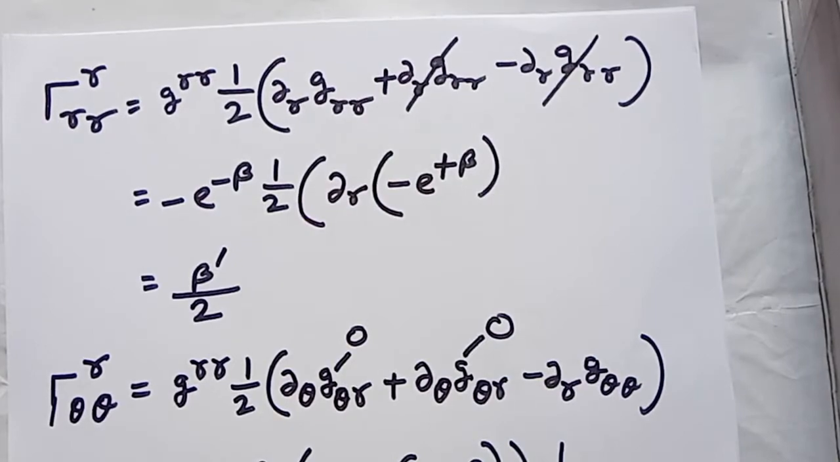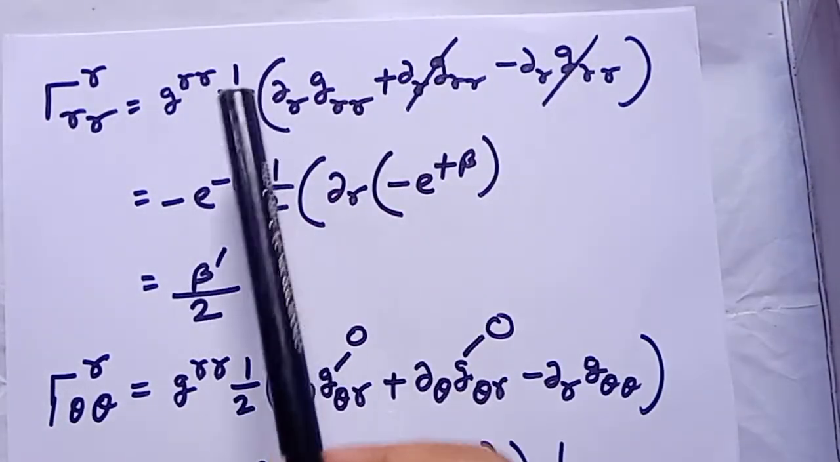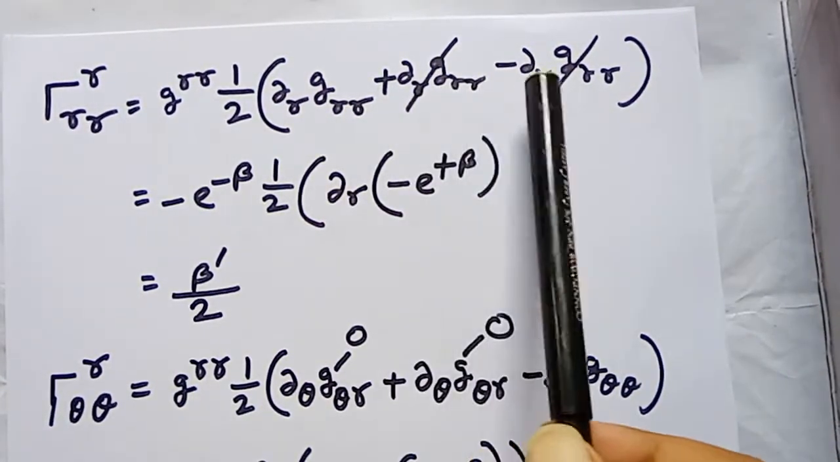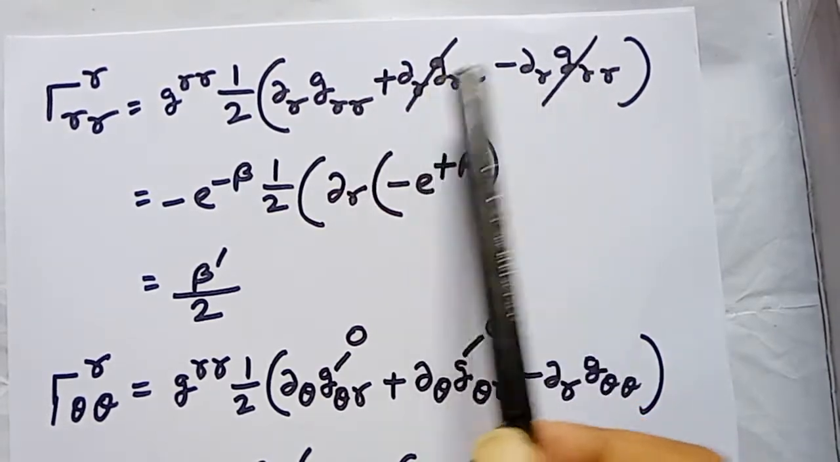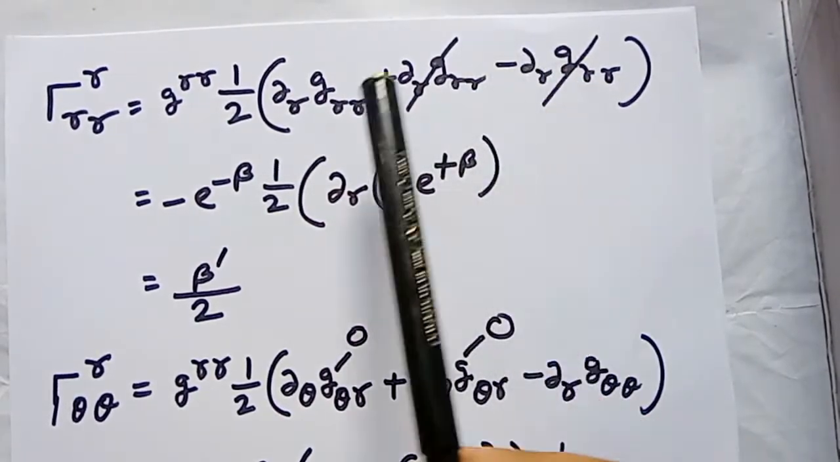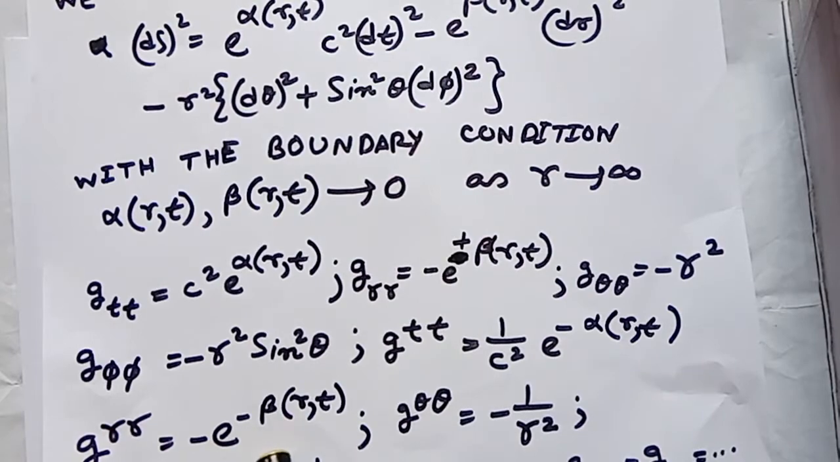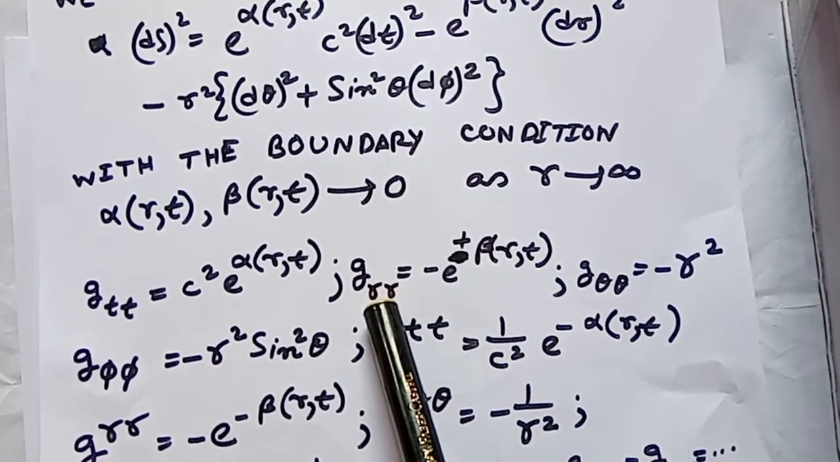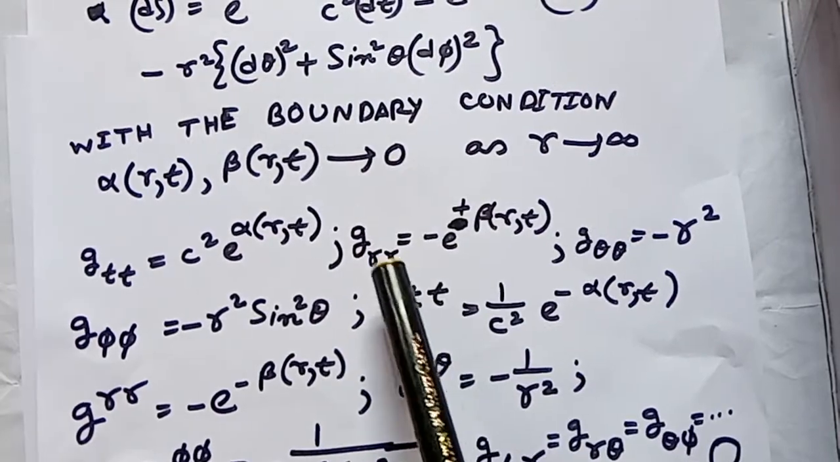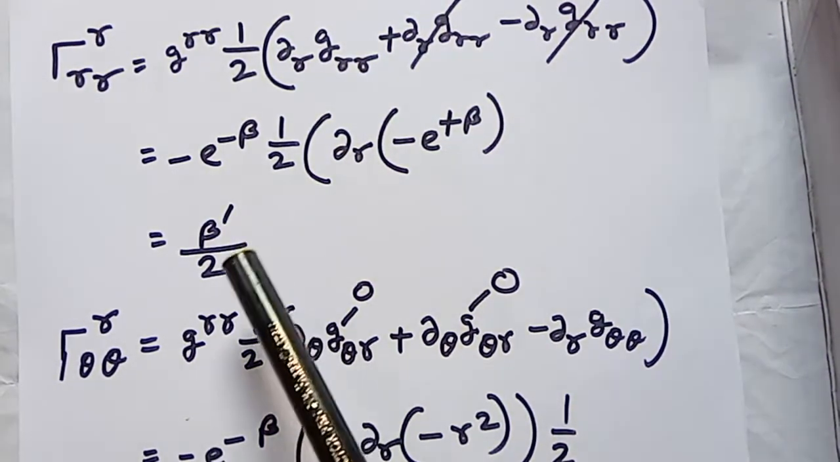Now we have another Christoffel symbol, Gamma^r_rr, which is g^rr times half of (del_r g_rr plus del_r g_rr minus del_r g_rr). These two terms are equal with negative sign, so they cancel each other, and we have one term: half g^rr del_r g_rr. Now we put the metric value: g^rr is minus e to the minus beta, and g_rr is minus e to the power beta. Putting these together, we have beta prime divided by 2.